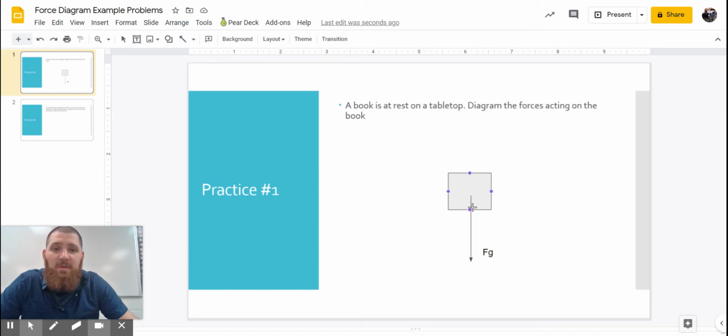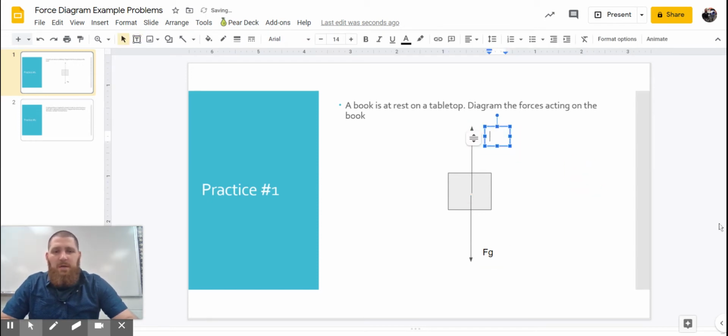Again, I'm going to go up to the arrow, click on it, and go right to the middle of my box. Again, if you hold down the shift button, it helps keep your arrow straight. I'm going to try to draw an arrow about exactly the same length as my force of gravity arrow, just about like that. So we can see that these two arrows are about the same length. Again, I'll put in my text box and label this as my normal force, Fn.